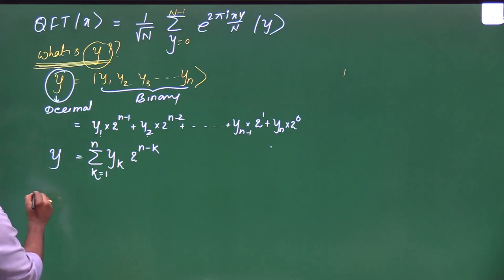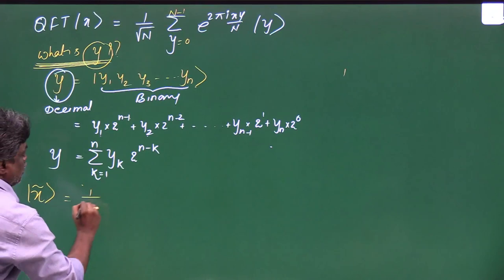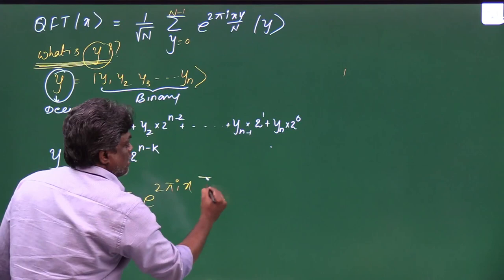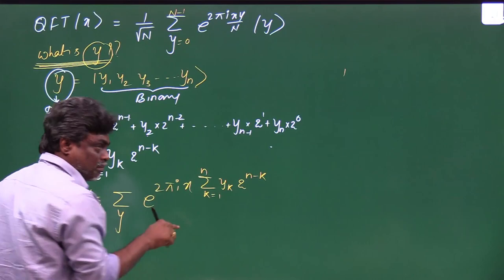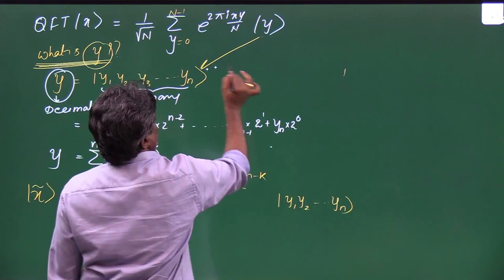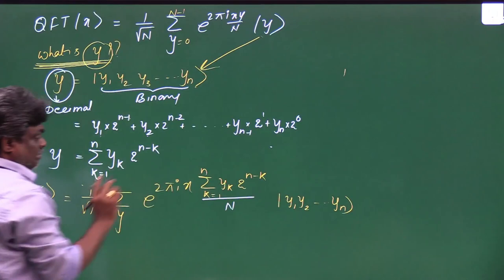So then, the quantum Fourier transform of x. Every time it's very difficult, so I'm writing x tilde, equal to 1 over root n, summation over y, e raised to 2 pi i x as it is. Now I'm substituting y: summation over k of yk into 2 power n minus k, where k takes values from 1 to n, because n bits are there, into y1, y2, so on, yn. Because y is nothing but this one. And this thing is having the whole divided by n. This one as it is. Is it clear, sir? Yes.